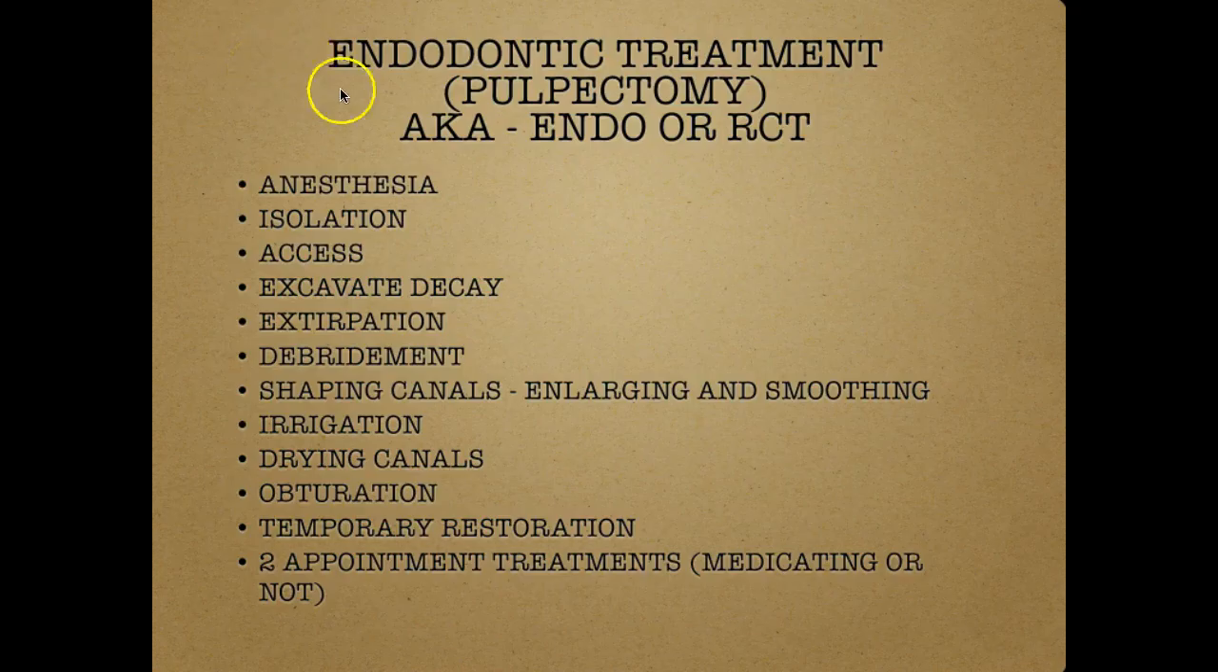So the endodontic treatment of pulpectomy is the complete removal of the pulp within the pulp chamber and the pulpal canals, also known as endo treatment or root canal therapy. You can see there are a variety of steps for a pulpectomy, or we will just say endo treatment, which includes anesthesia, isolation, access, excavate decay, extirpation, debridement, shaping canals, irrigation, drying canals, obturation, a temporary restoration.